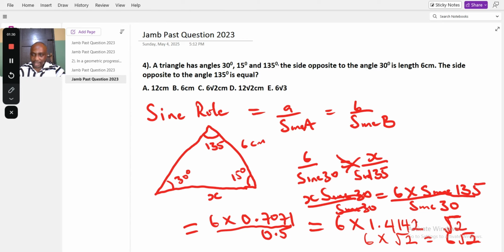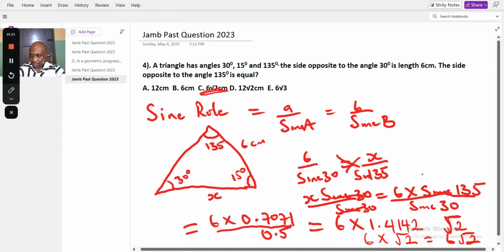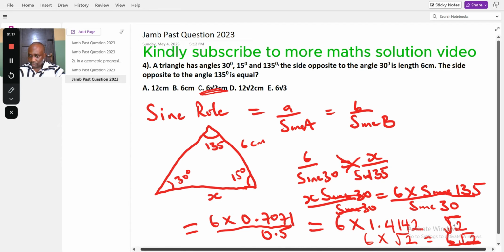Is there any answer there? Yes, option C is our final answer. That's the final answer. Let's go to the next question.